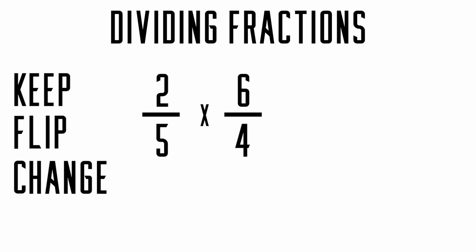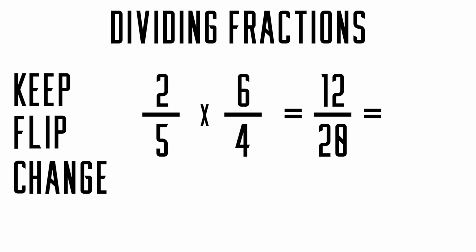We will multiply 2 by 6 to get 12, and 5 multiplied by 4 to get 20. So we end up with our answer of 12/20. Now we can simplify that again by looking at what numbers go into both 12 and 20. Again, they're both even numbers, so 2 would go in there, but there is a bigger number of 4 that will go into both. How many 4's are in 12? There are 3. And how many 4's in 20? There are 5. So our answer would be 3/5.